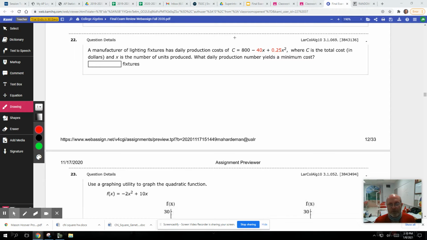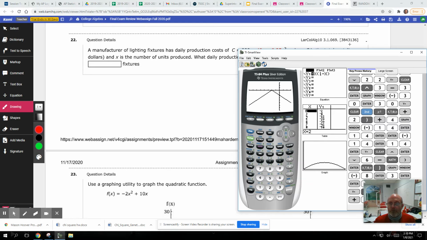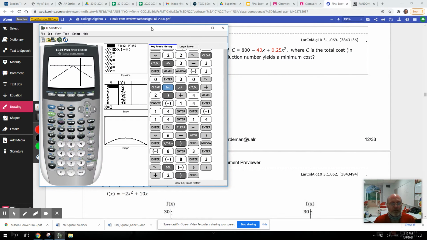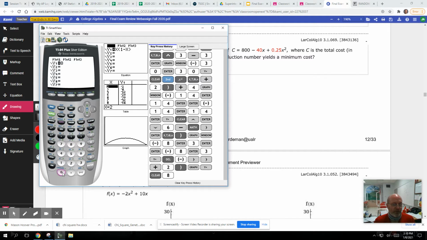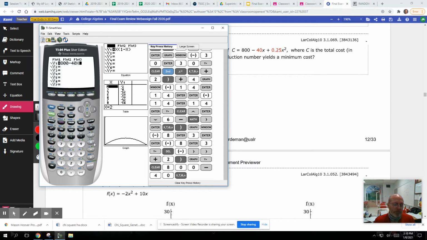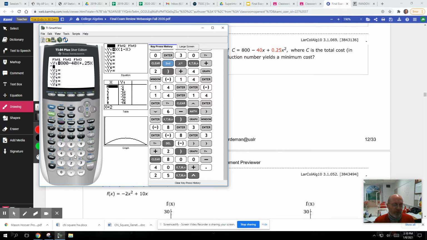This is a quadratic function, and so if this is the cost for those fixtures, we're going to use the calculator to find the minimum. So I'm going to go to the y equals and type in that function. We'll clear this and do 800 minus 40x plus 0.25 x squared. That's the function.